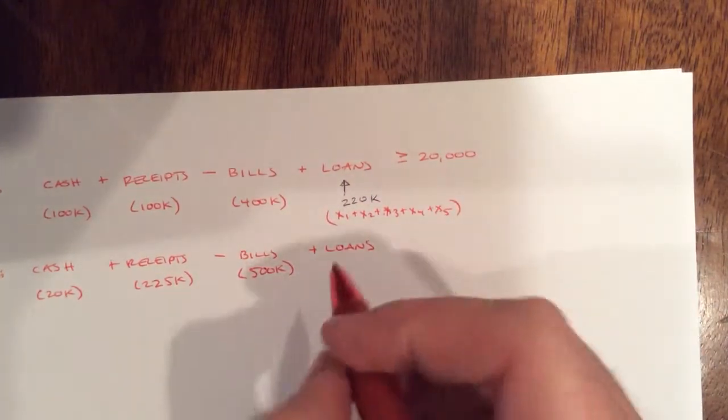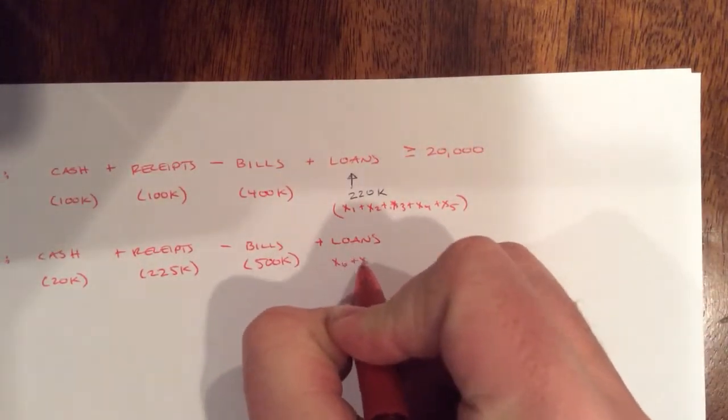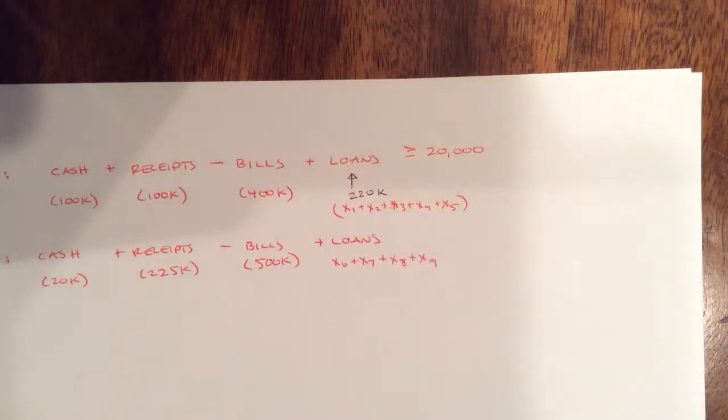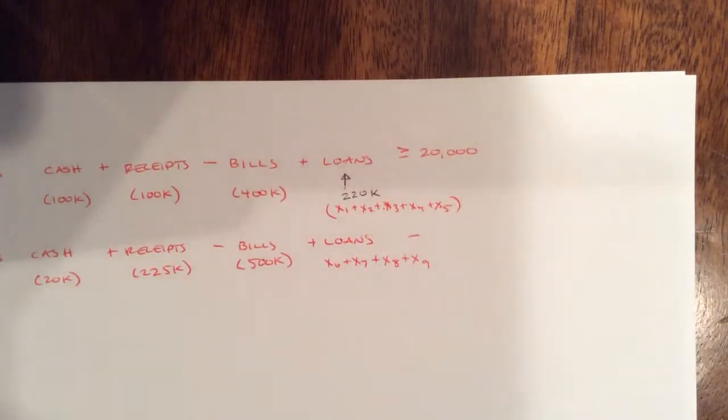All right. So in month two, how much loans do we take out? Well, it's X6 plus X7 plus X8 plus X9. And that's the amount of loans we take out. But we also now have to pay back some loans. So that's going to take cash that we have to give back to the bank.